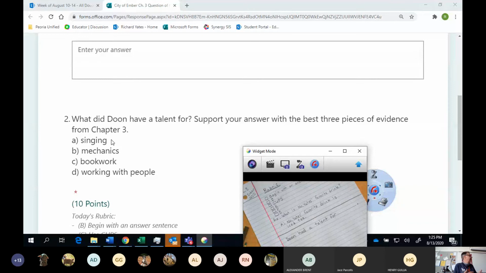He should be on America's Got Talent. Well, it's an old show, I guess they still have one. But that's something that he has a real skill for. So you're going to find 3 examples in chapter 3 that show that either Dune is a good singer, he's good with fixing things, he's good at reading and doing things from books, or he's good with working with other people. He gets along with them.